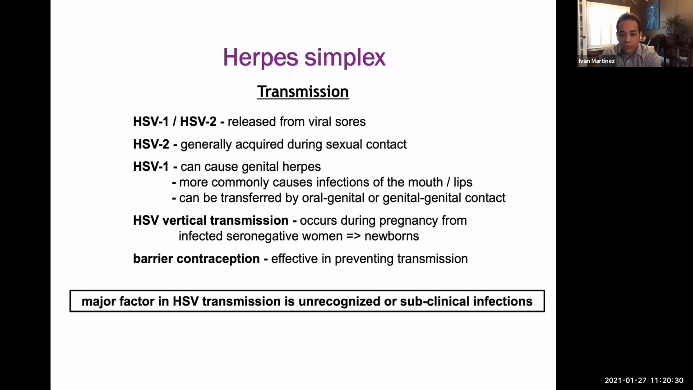HSV vertical transmission occurs during pregnancy, infected, of course, from mother to baby. Barrier contraception is effective in preventing transmission. And a major factor in HSV transmission is unrecognized or subclinical infections. Again, that's the issue. A lot of people could be completely asymptomatic, but that doesn't mean they cannot be infectious.